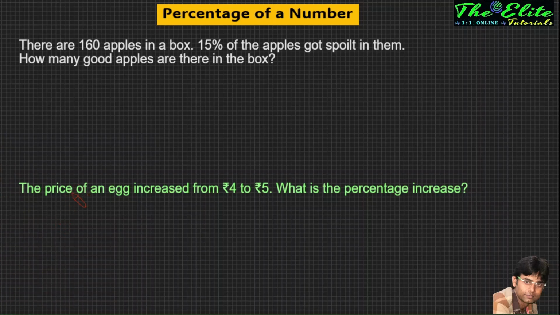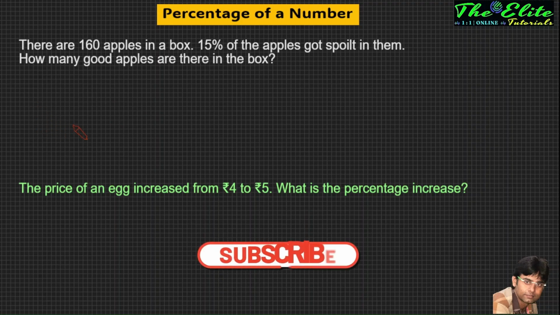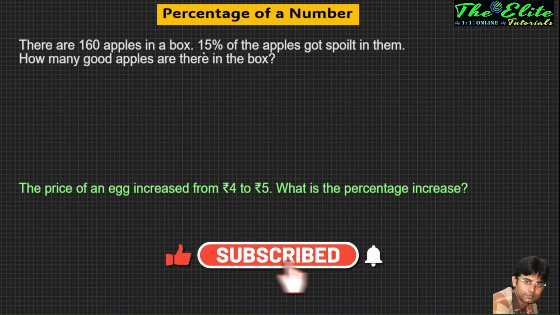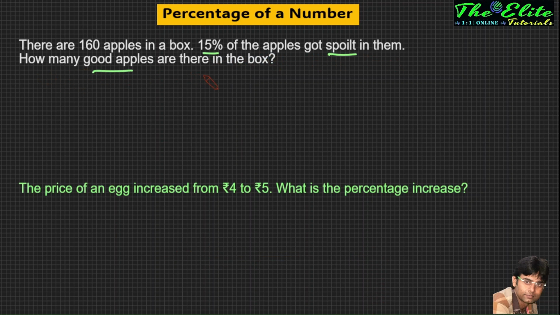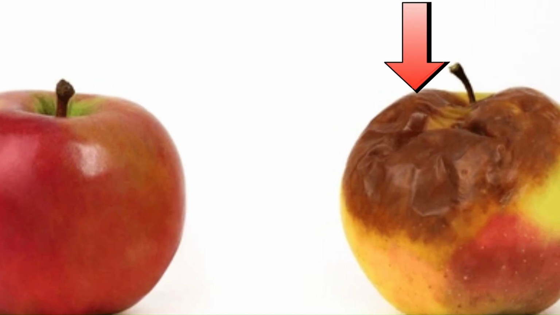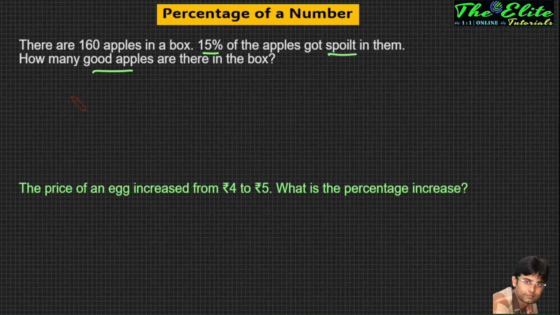In this slide, you can see the question is a word problem, okay? The question is: there are 160 apples in a box, and 15% of the apples got spoiled. How many good apples are there in the box? So some apples are spoiled and some apples are good, okay? So how do we find that? We will write the total number of apples given in the box first. So the total number of apples actually is 160, isn't it? Yes. Now we have to find out the spoiled apples.